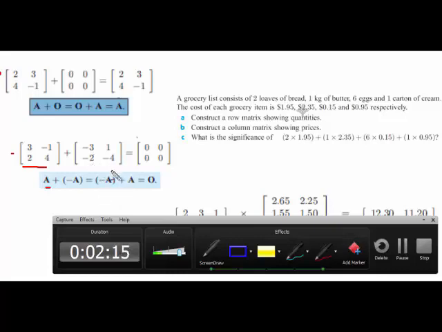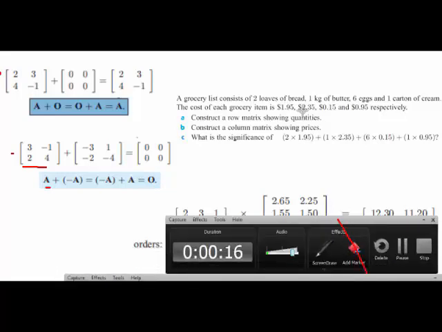We could reverse that order, because it looks like matrices are commutative if they're the same order. Commutative for addition, we get the same result, the 0 matrix.